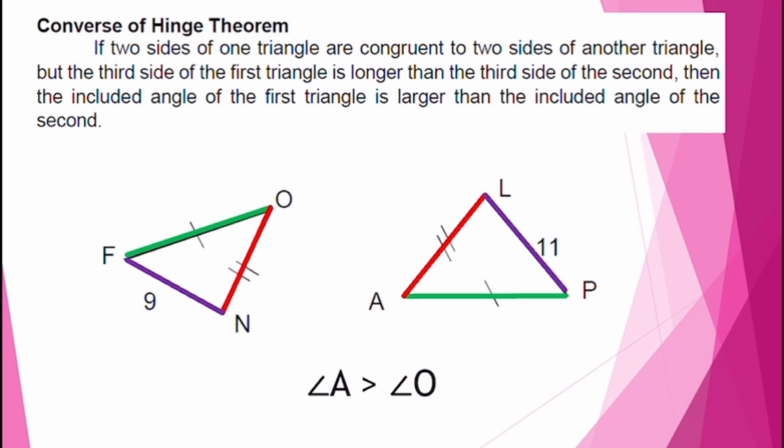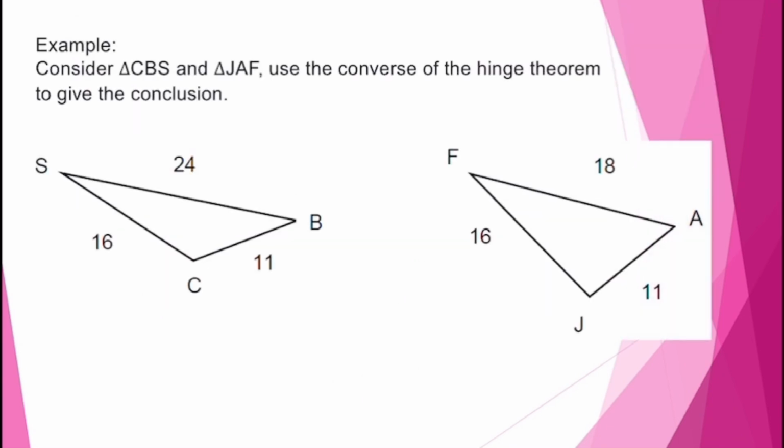Now, for example, consider triangle CBS and triangle JAF. Use the converse of the hinge theorem to give the conclusion. For our solution, since line segment CB is equal to line segment JA and line segment CS is equal to line segment JF and line segment BS is equal to 24, therefore, angle C is greater than angle J by the converse of the hinge theorem.